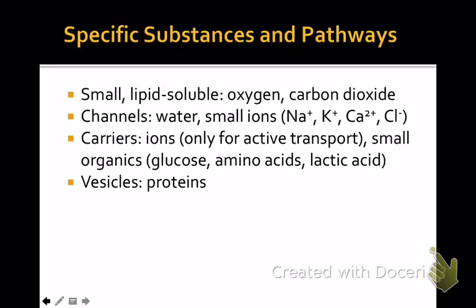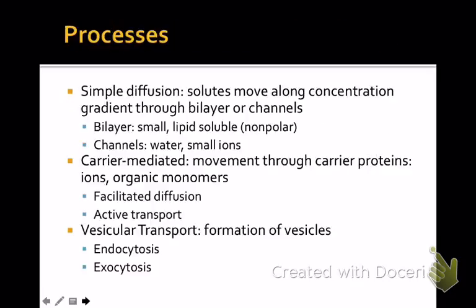Ions only for active transport, but our small organics like glucose need carriers. If it needs a carrier, the processes that we use are lumped together as carrier-mediated transport. Carrier-mediated means nothing more than it needs a carrier. So what kind of carrier-mediated transport depends on which direction it's going, and the direction is based on the concentration gradient.